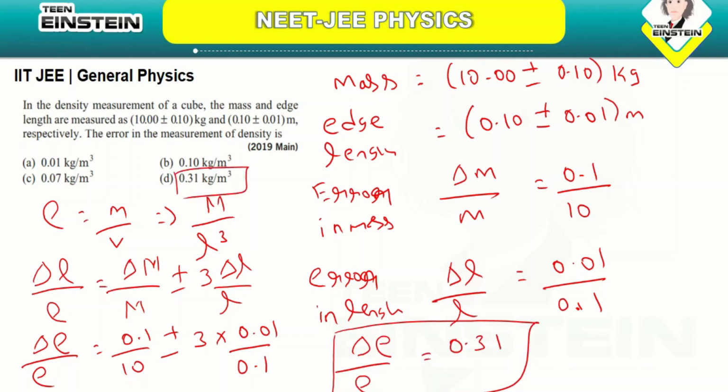So first you are going to find out the error in mass and the error in length, and then you are going to find out the error in measurement of the density. Generally del rho by rho will be a unitless quantity, so it will be 0.31. Okay, let us now move on to the next question.